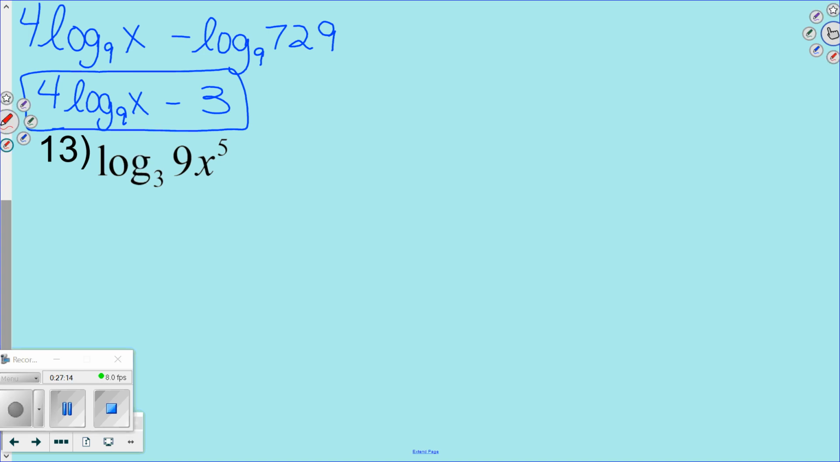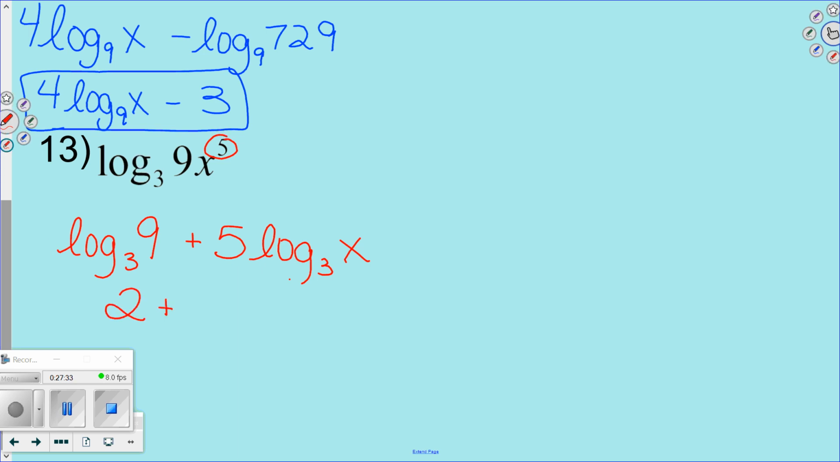Twice. So log base 3 of 9 plus, good, 5 log base 3 of x. It is a plus because it's being multiplied. And don't forget exponents get thrown in the front. This is 2. 3 squared equals 9. So that's 2. And that one's got a variable, so nothing I can do there. Can I add these? No.